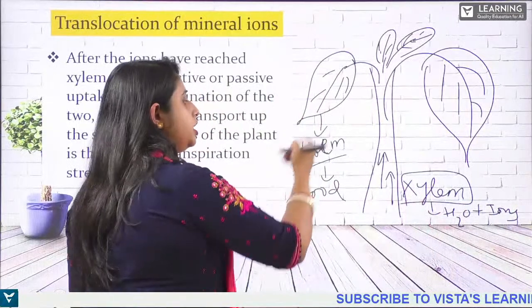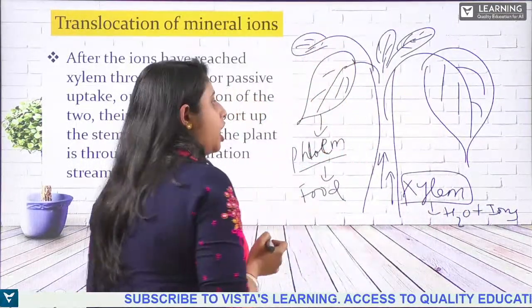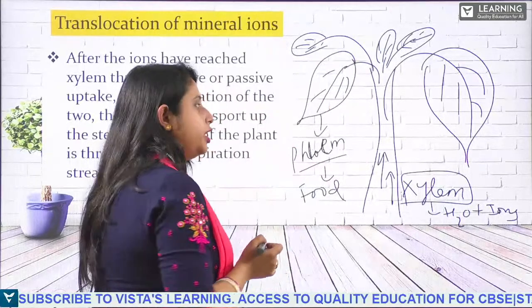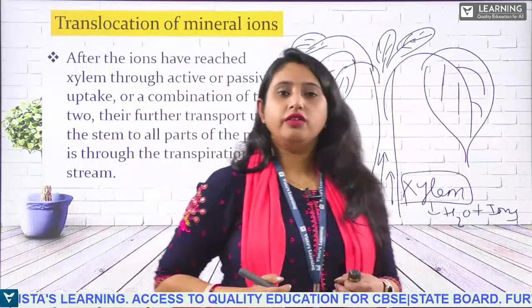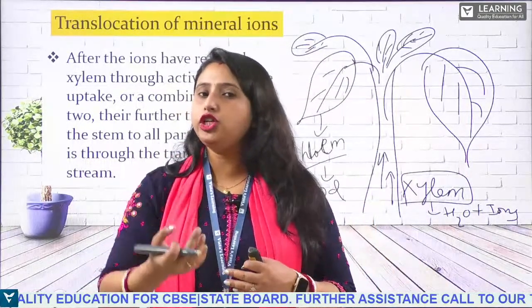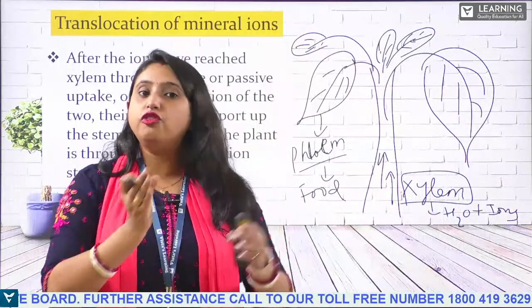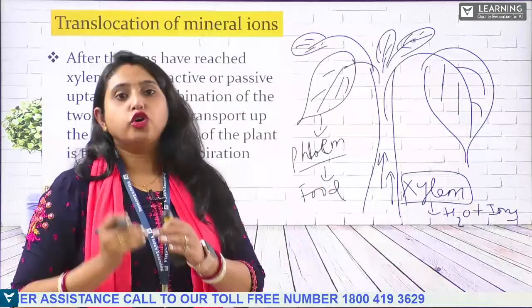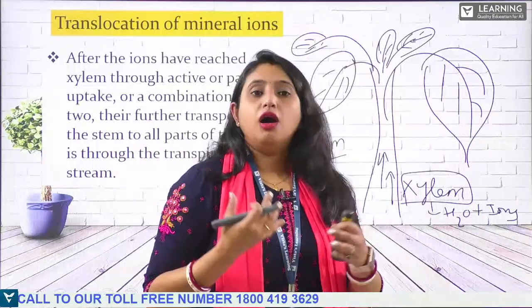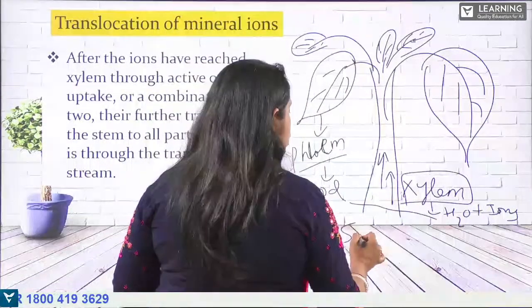In the case of this plant, it will have various minerals. As you know, we human beings need nutrition for growth and division. Plants also need mineral nutrients in the form of macronutrients and micronutrients. So various macronutrients and micronutrients it will be absorbing from the soil.